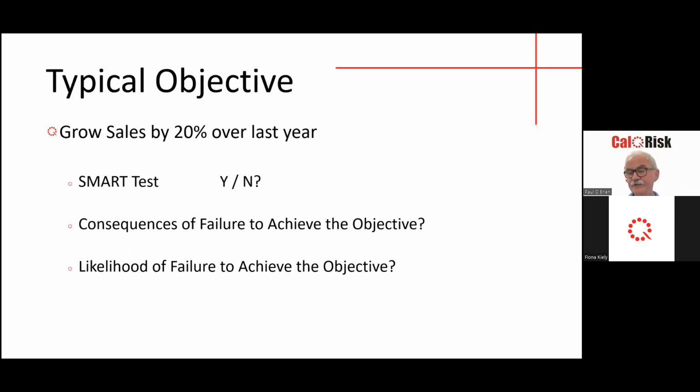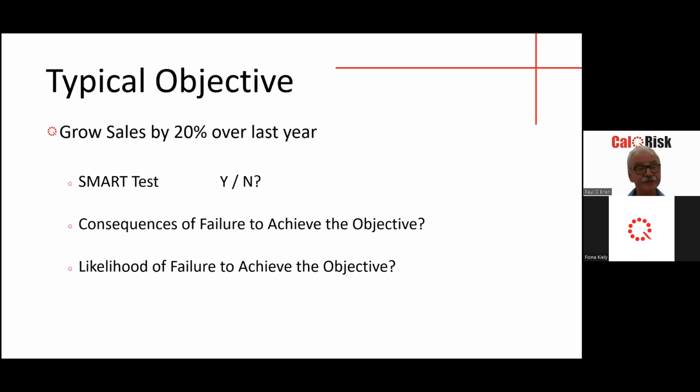I just put here a typical objective, and it's a simple one: sales growth objective. And what you're looking at is grow the sales by 20%. The next issue is to do the SMART test. So if you go back to your SMARTs and say, yeah, does it tick all these boxes? And then, having agreed that, yeah, this is a reasonable objective, have a look at the consequence of failure to achieve the objective.